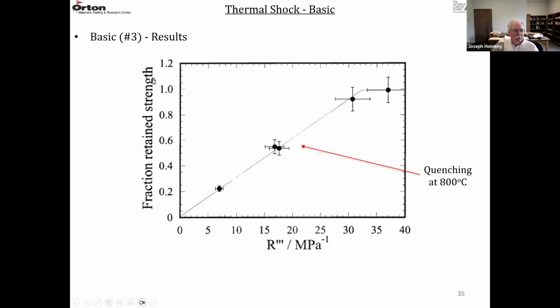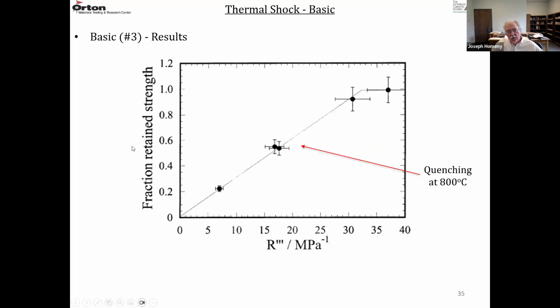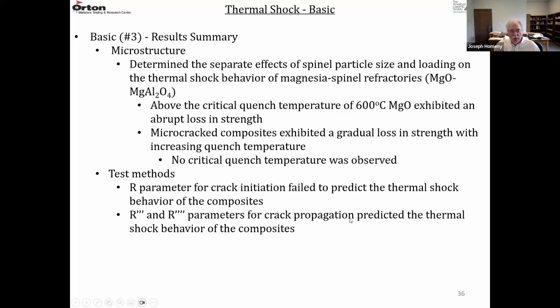So they plotted the fraction retained strength versus R3 prime. This was for quenching at 800 degrees C. Good correlation with R3 prime. The higher the value of R3 prime, the higher the retained strength. And they also did the same plot for R4 prime. It looks very similar. So they can conclude that making those measurements of R3 prime and R4 prime predicted the thermal shock behavior or ranked the materials.